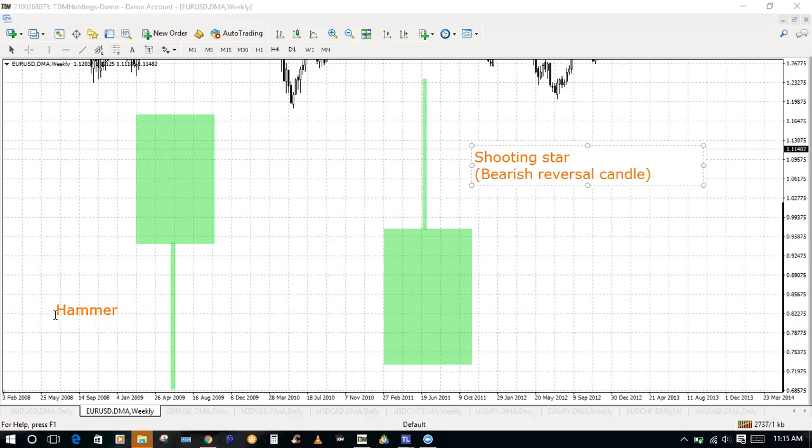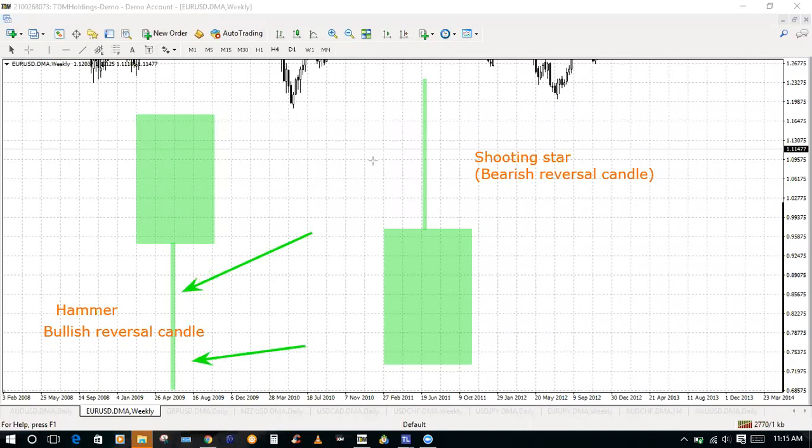Here a hammer is regarded as a bullish reversal candle. Same thing here. Remember, at any point in time, whenever you find a candle with a long wick sticking to the bottom, that shows buying pressure. And a long wick sticking to the top, that is all selling pressure. Still together on that one, right?